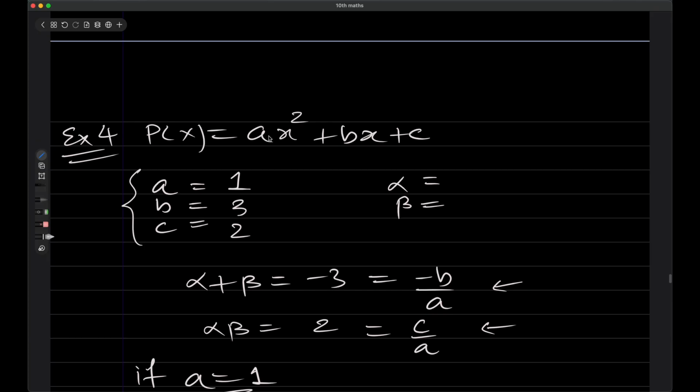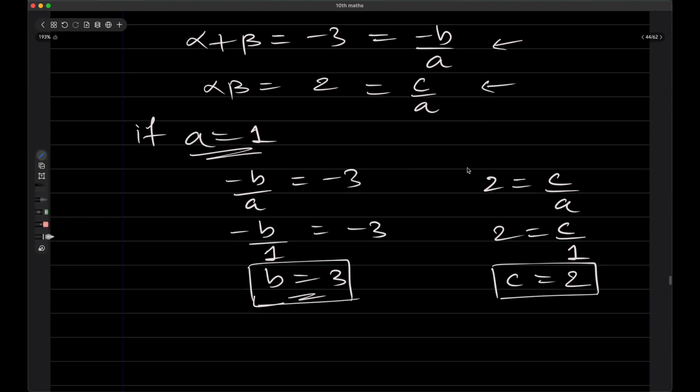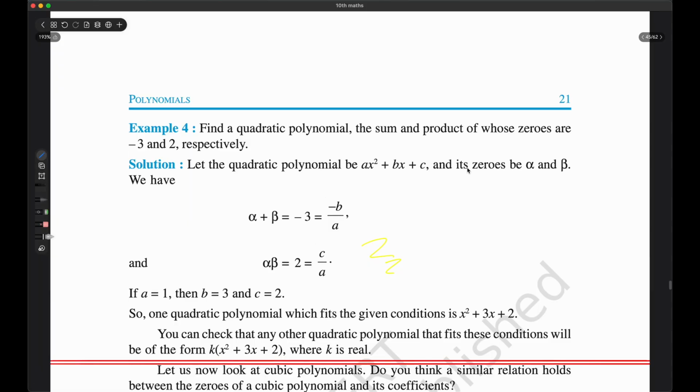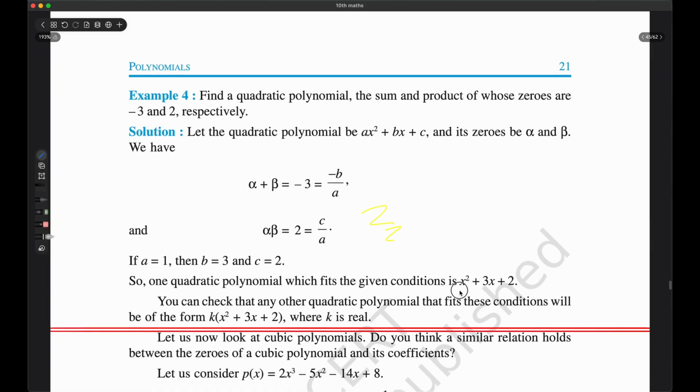So we have to find the quadratic polynomial, that is 1x square plus 3 into x plus 2. This is the quadratic polynomial. One x square plus 3 into x plus 2 is the quadratic polynomial.